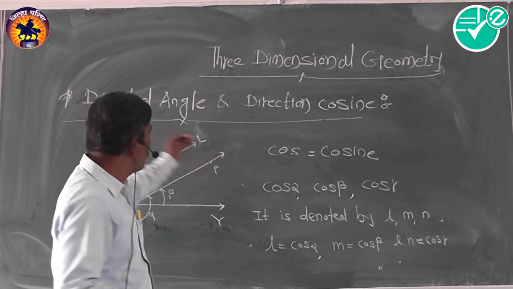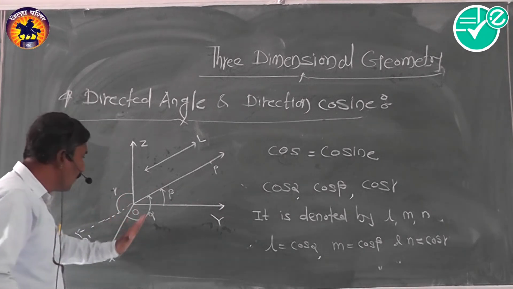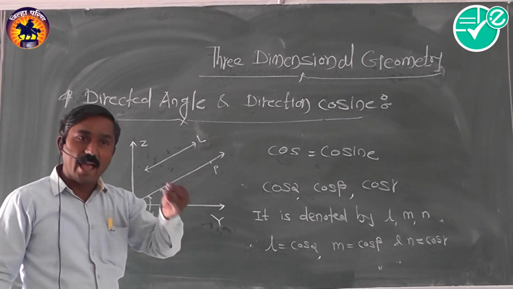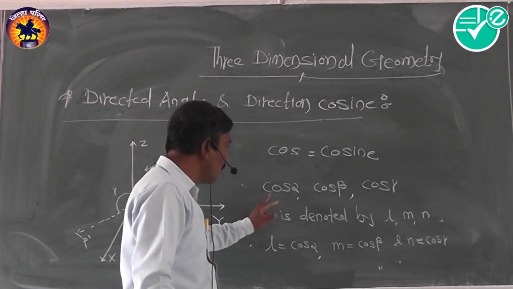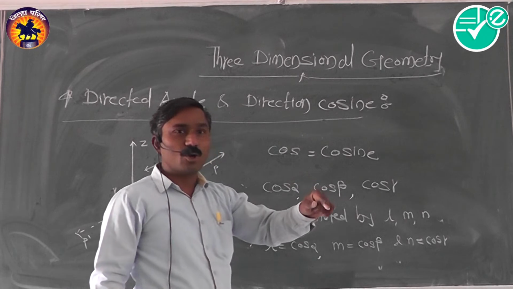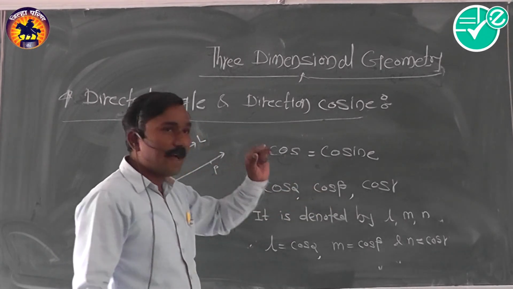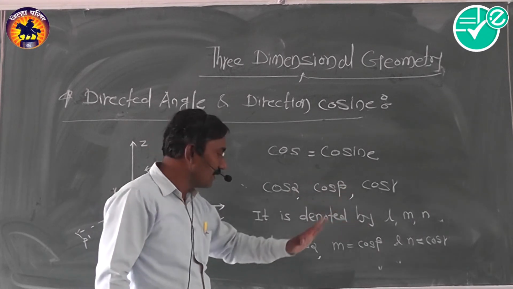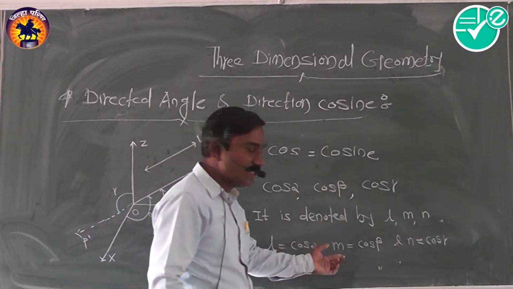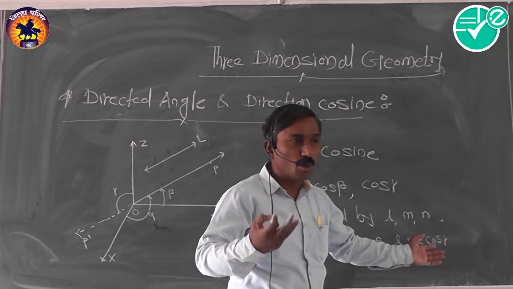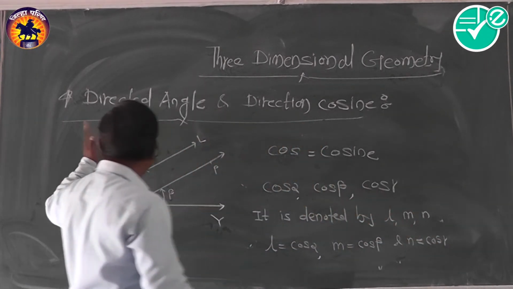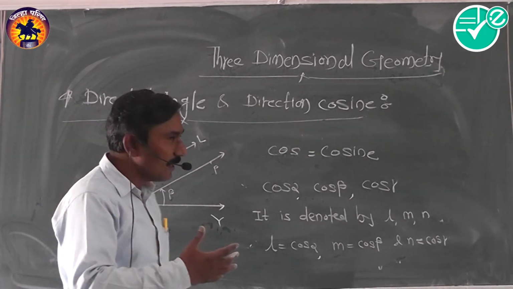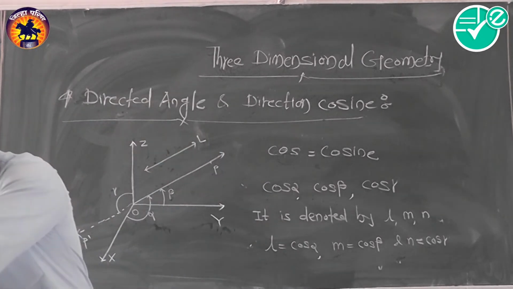So in these two points it is clear that alpha, beta, gamma are called directed angles, and the cosines of those angles, that is cos alpha, cos beta, cos gamma, are called the direction cosines of that line, and they are denoted by small l, m, n. That is, l is equal to cos alpha, m is equal to cos beta, and n is equal to cos gamma. So we have cleared the two definitions, directed angle and direction cosine. Now we will see some examples from that.